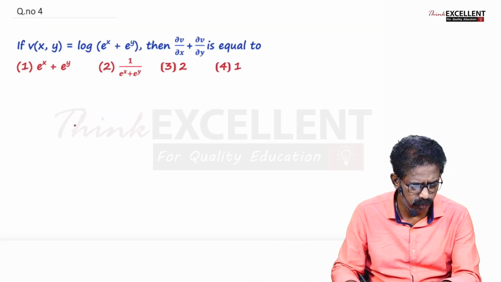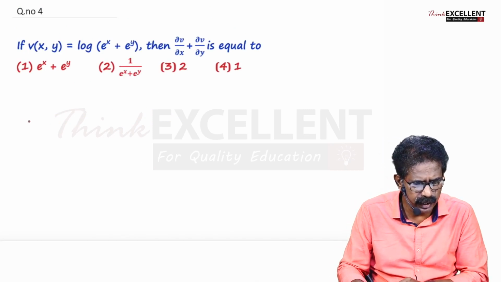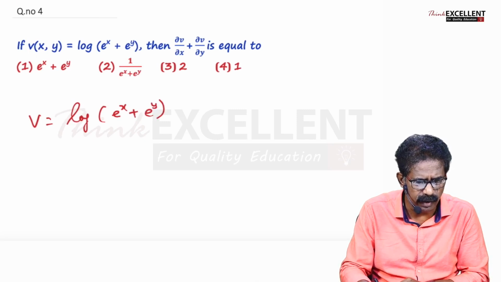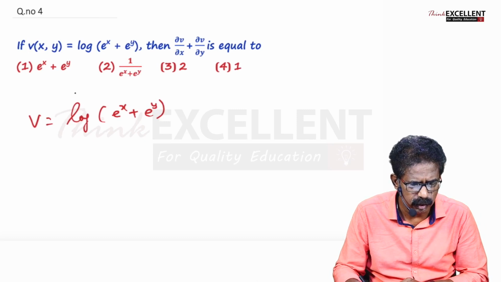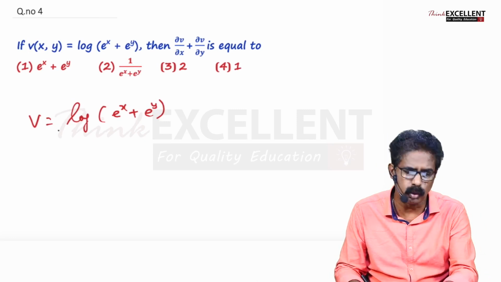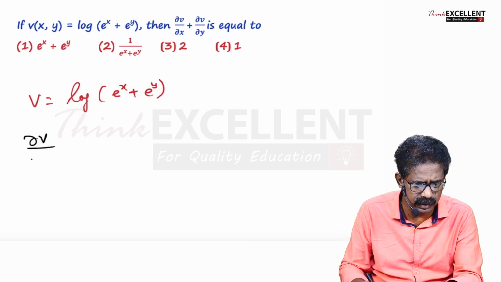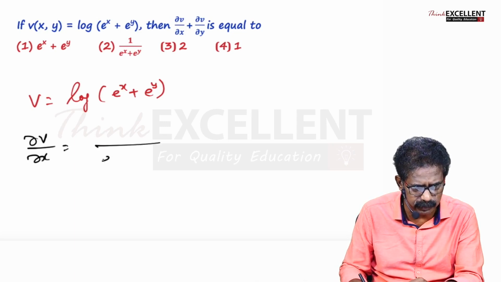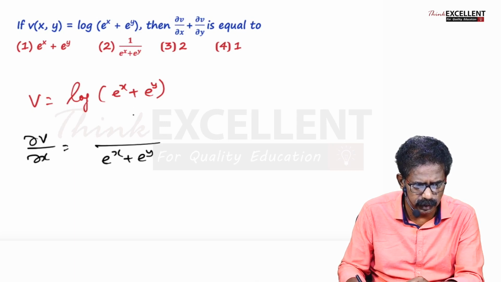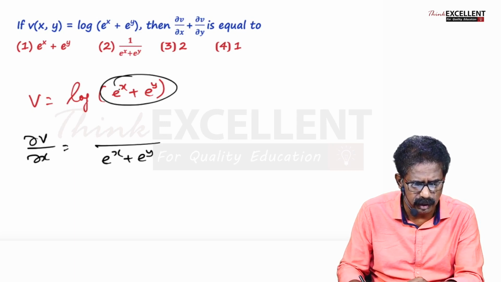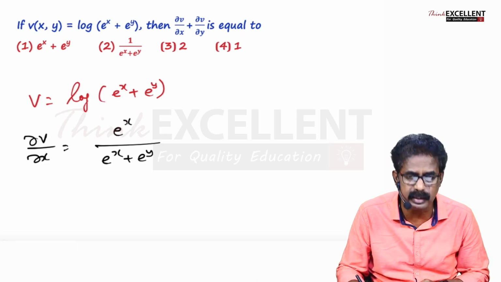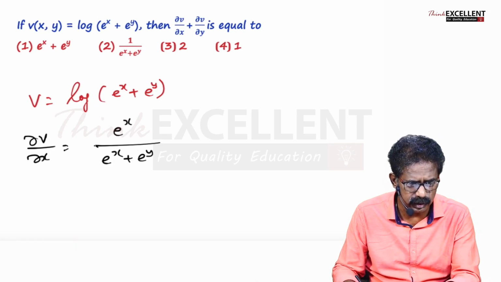Now question number 4. v equal to log of e raised to x plus e raised to y. The question is find dou v by dou x plus dou v by dou y. So we find dou v by dou x first. This is of the type log x derivative 1 by x into its derivative, right? With respect to x we are doing, so e raised to x derivative, e raised to x itself, e raised to y derivative 0, right? So this is dou v by dou x.